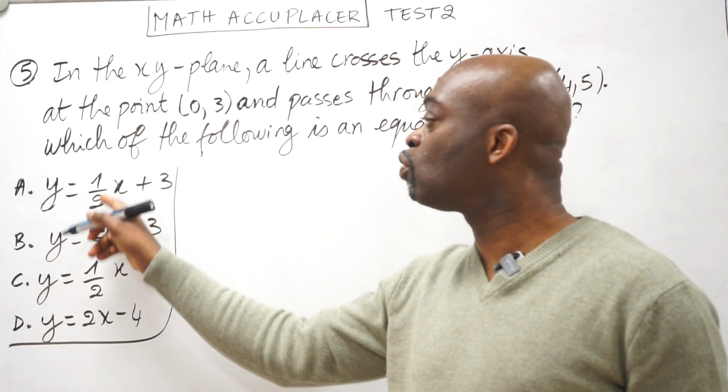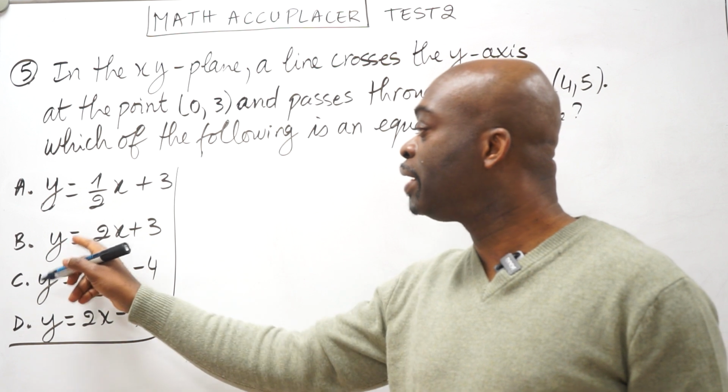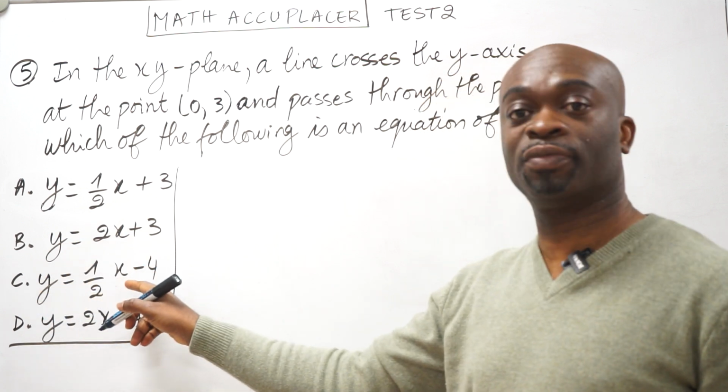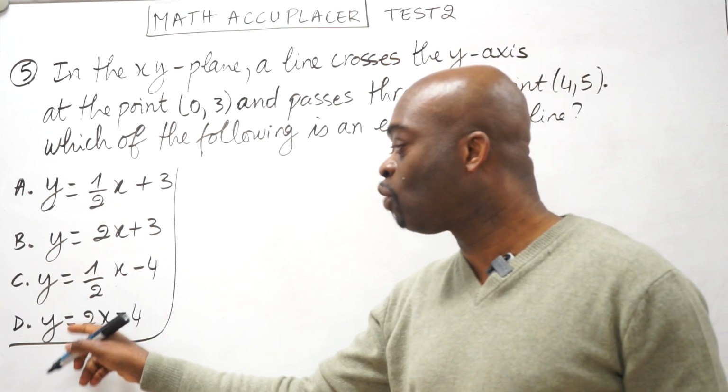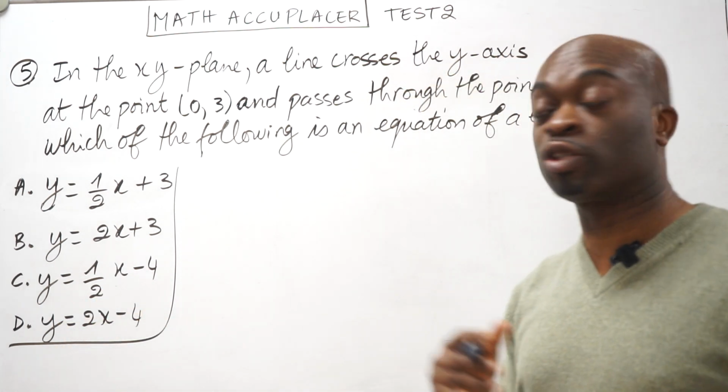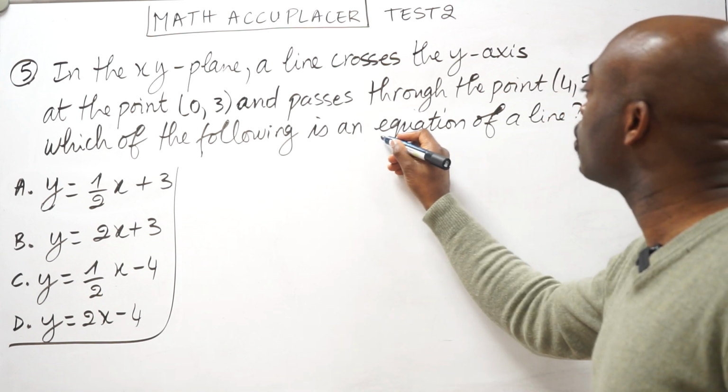A, y equals 1 over 2x plus 3. B, y equals 2x plus 3. C, y equals 1 over 2x minus 4. And then D, y equals 2x minus 4. All right? So what do we need in order to find the equation of a line?